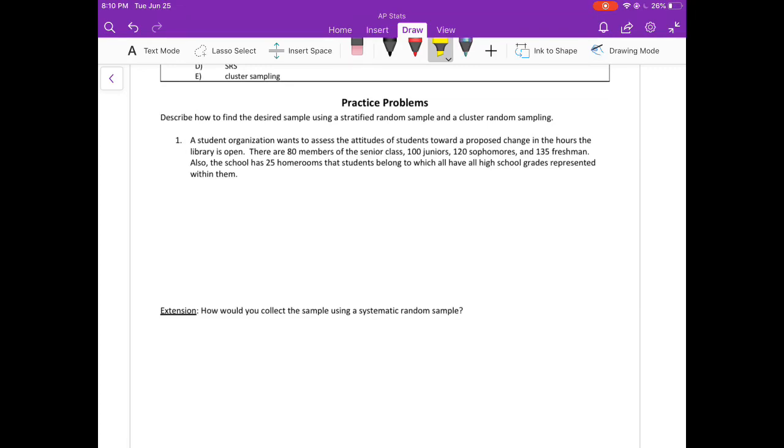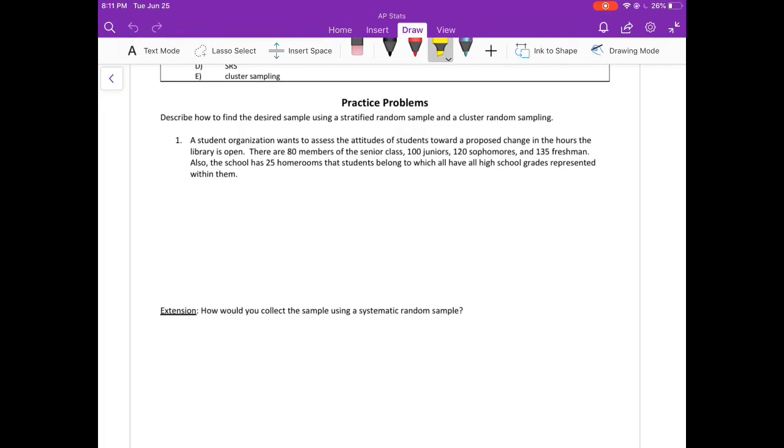A student organization wants to assess the attitudes of students towards a proposed change in hours the library is open. There are 80 members of the senior class, 100 juniors, 120 sophomores, and 135 freshmen. Also, the school has 25 homerooms that students belong to, which all have all high school grades represented within them.